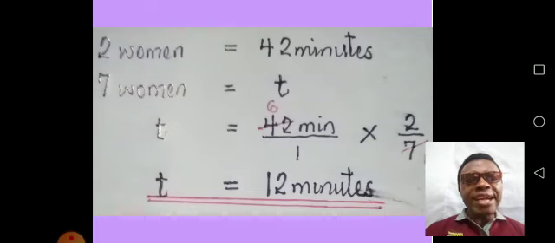This is an indirect proportion because 2 women used 42 minutes to sweep an environment. If 7 women want to do the same work, they will use less time. So the more women, the less the time.